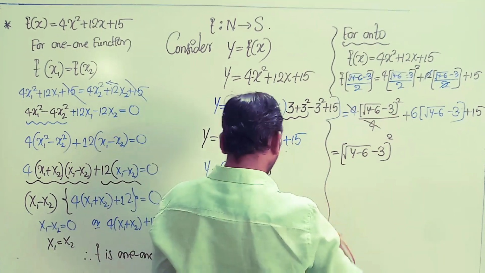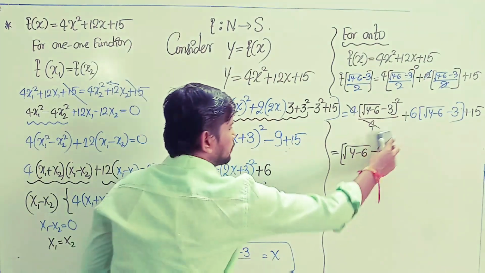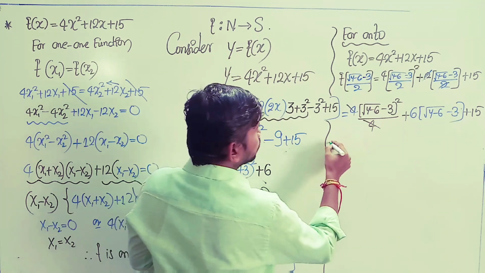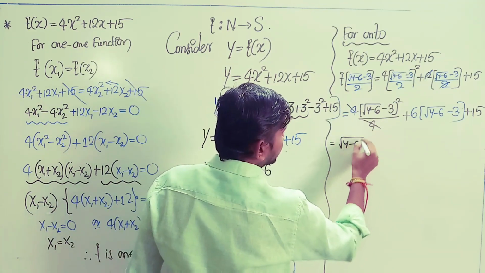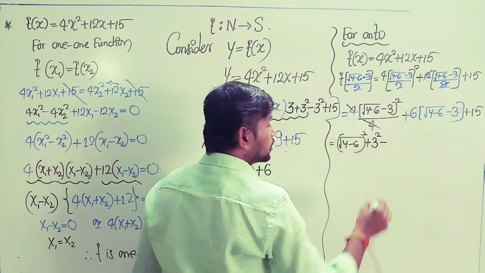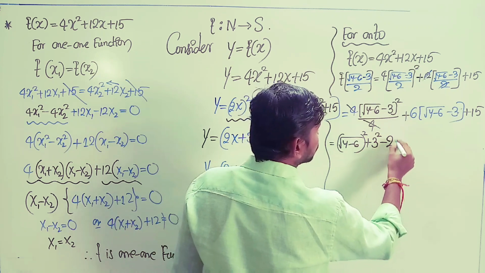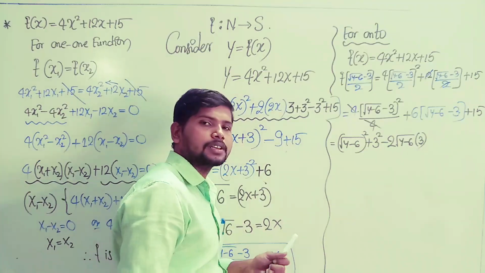Square root of y minus 6 minus 3 whole square. Otherwise, we can expand here. I'd like to expand this one like a minus b whole square. What is a minus b whole square? It will be a square plus b square, that is 3 square, minus 2ab. The 2a value is root y minus 6, the b value will be 3. Is it clear?